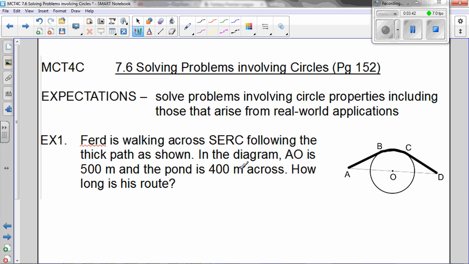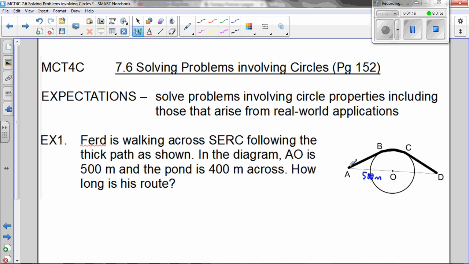Okay, solving problems. This one's supposed to be a fairly applied question. Ferd is walking across Cirque following the thick path as shown. So this is Cirque Pond here, and apparently Cirque is perfectly circular. In the diagram, AO, this is 500 meters. So I'm going to draw that on there. That's 500 meters. And the pond is 400 meters across. So this is the center of the pond, and this is 400 meters. So how long is his route?